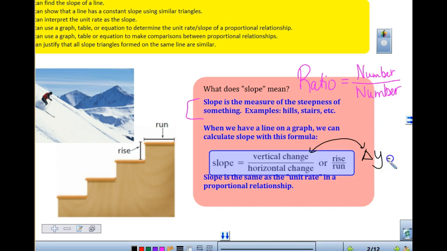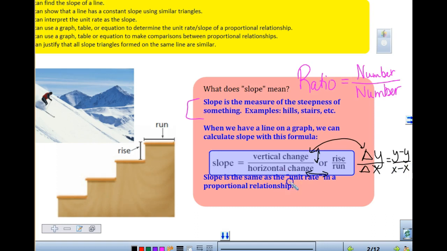And what does change actually mean? It means we're going to subtract the y coordinates. Okay? And then the horizontal change, so vertical change is going up and down. Horizontal change is going left and right. This is a change in our x coordinates. And again, what is change in x? It means that we would subtract our x coordinates.